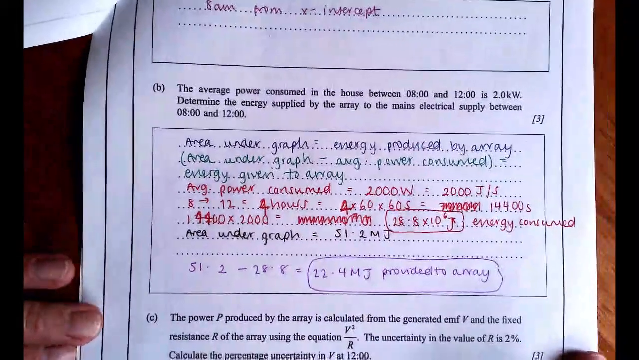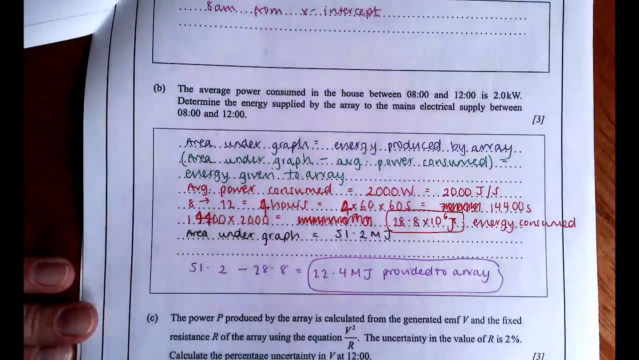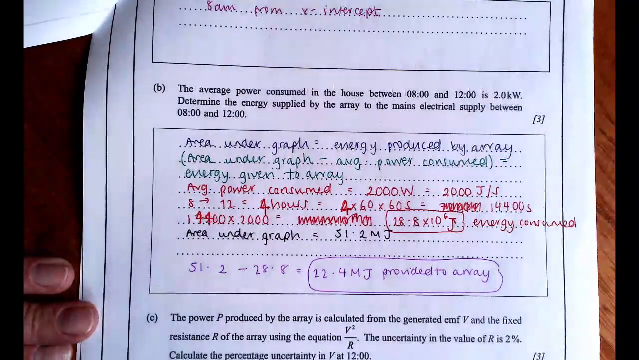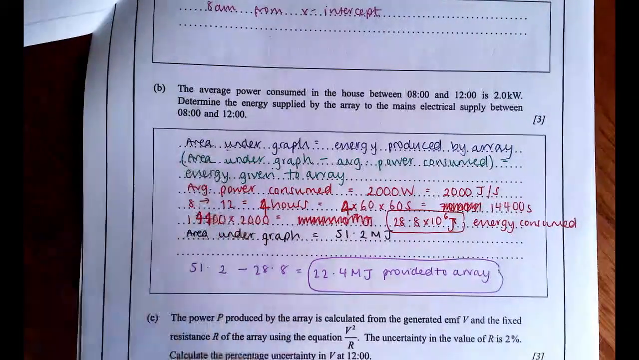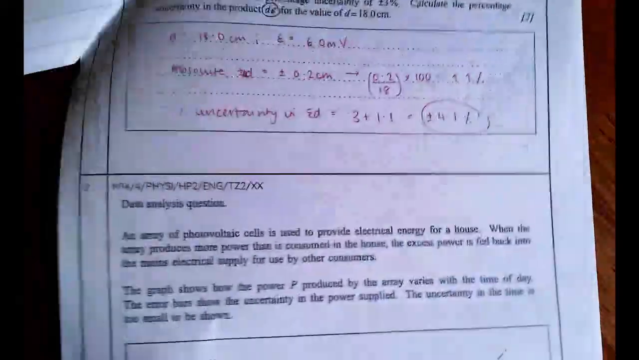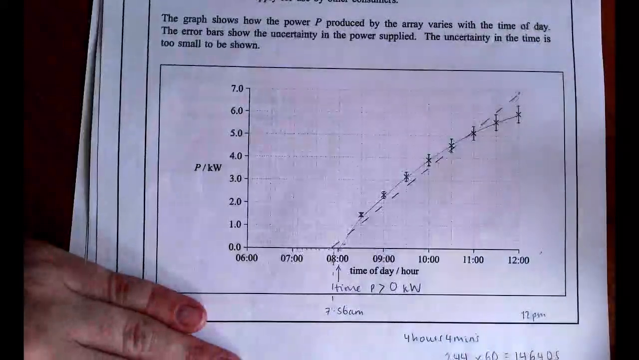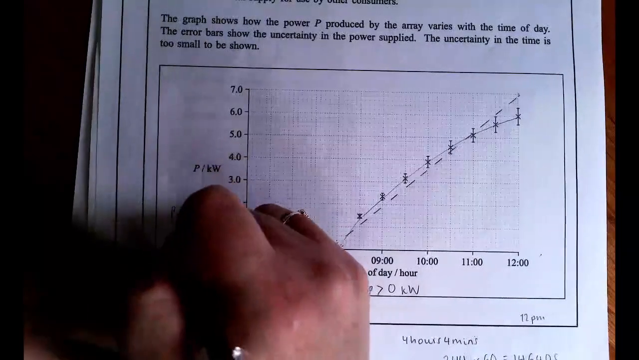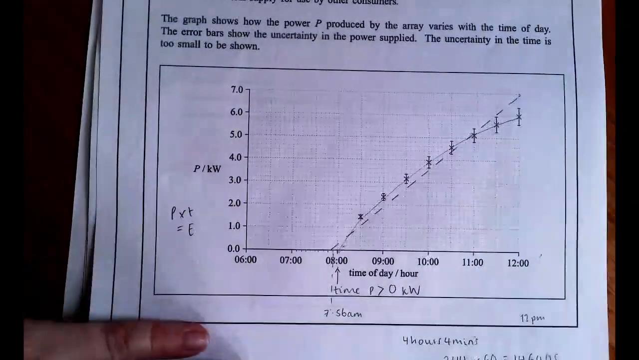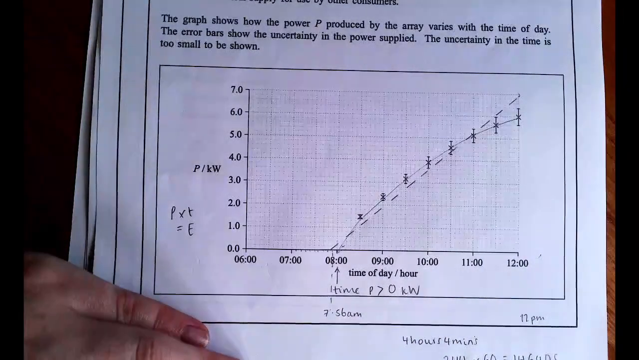In part B, it says the average power consumed in the house between 8 and 12 is 2 kilowatts. Determine the energy supplied by the array between 8 and 12. We know that the area under the graph is going to be the energy produced by the array. We have power on the y-axis and time on the x-axis, and we know that power multiplied by time gives us energy.